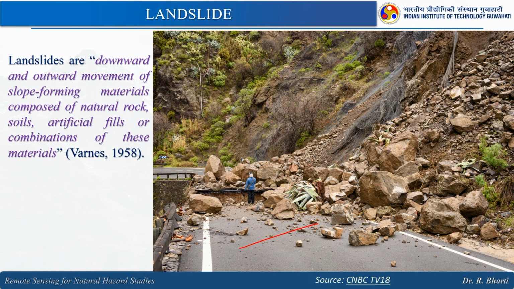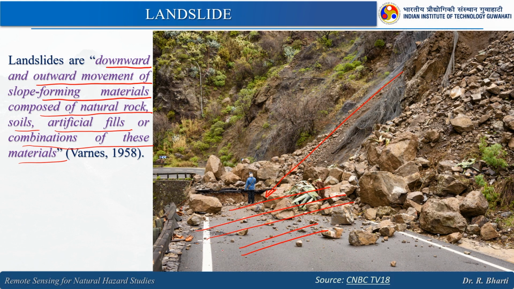Here you can see, if you have experienced it or if you have seen it in the field, you might be knowing how devastating it could be. So, landslides are downward and outward movement of slope forming materials composed of natural rocks, soil, artificial fills or a combination of these materials, right. Here in this particular location, this whole road is blocked, which is hindering the transportation of this area.